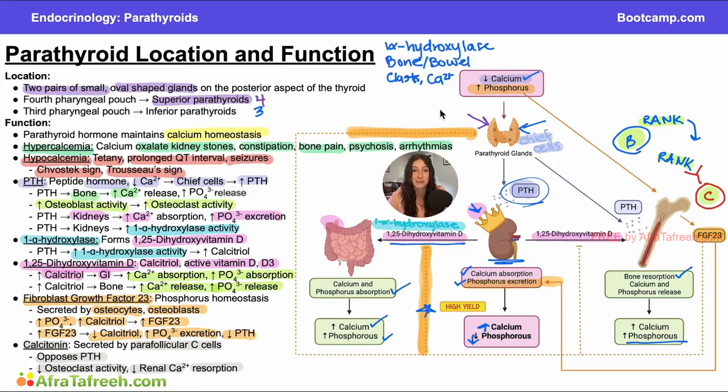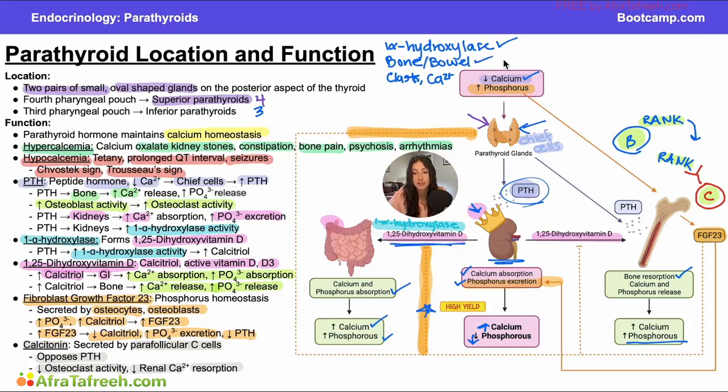Now, that's a lot of information, but if there's three things that I really want you to take away from this pathway, what I want you to remember is the ABCs of our parathyroid hormone and the calcium pathway. So the A stands for 1-alpha hydroxylase. That is the most important enzyme to remember that is making our active form of vitamin D, 1,25-dihydroxyvitamin D.